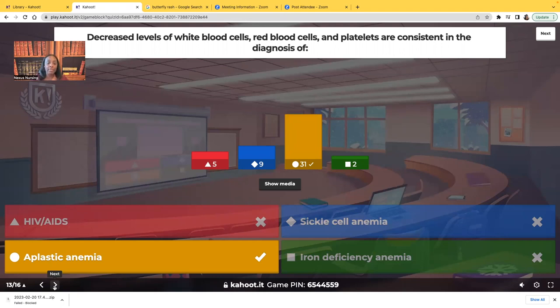In aplastic anemia, what causes this is bone marrow damage. Maybe it could be trauma, it could be exposure to poisons or radiation, whatever the cause is, there's bone marrow suppression. And remember, the bone marrow is what's responsible for making your blood cells. So WBCs are low, you're going to be concerned about infection. RBCs are low, you're going to be concerned about anemia. Platelets low, you're going to be concerned about that patient bleeding out. The correct answer is aplastic anemia.